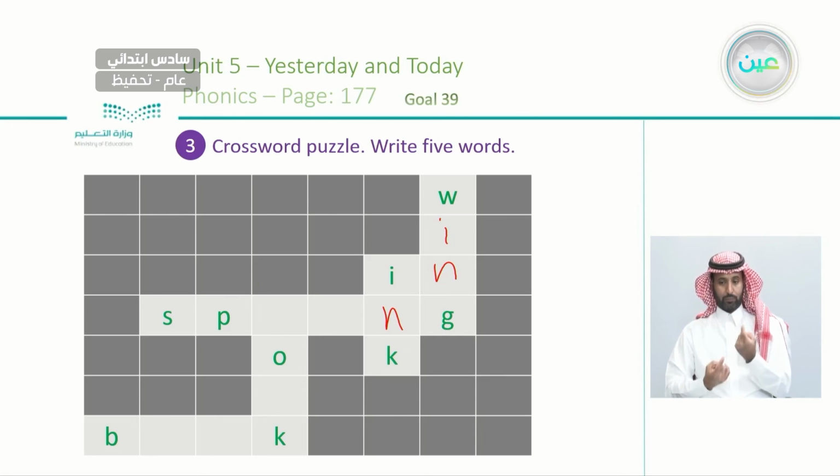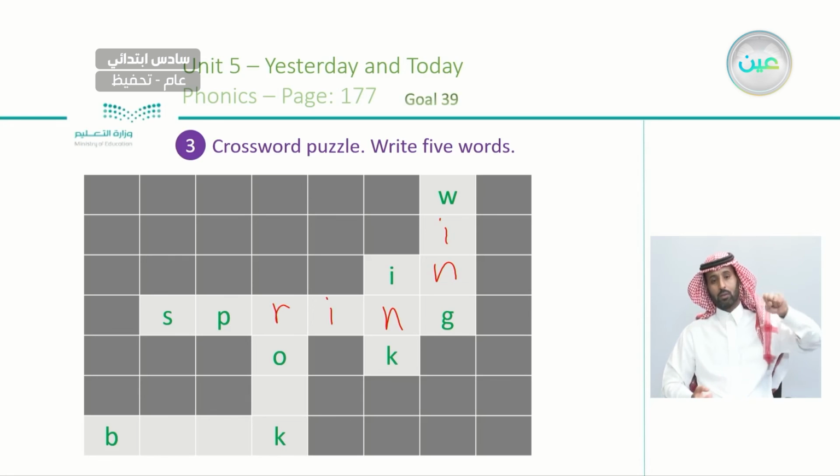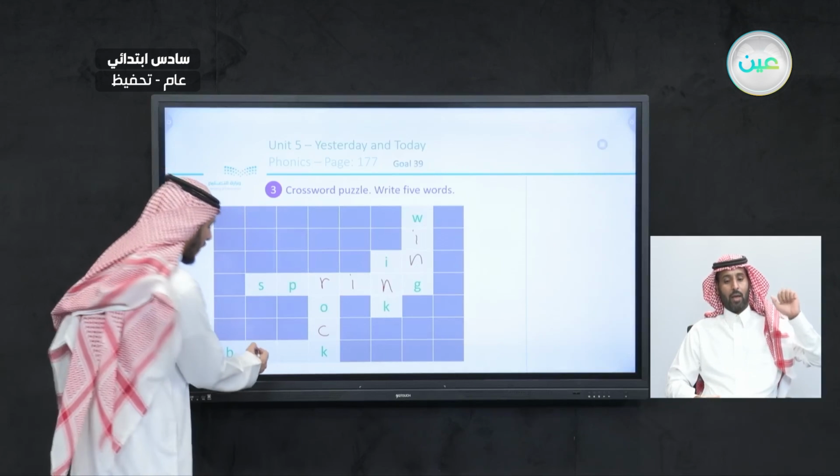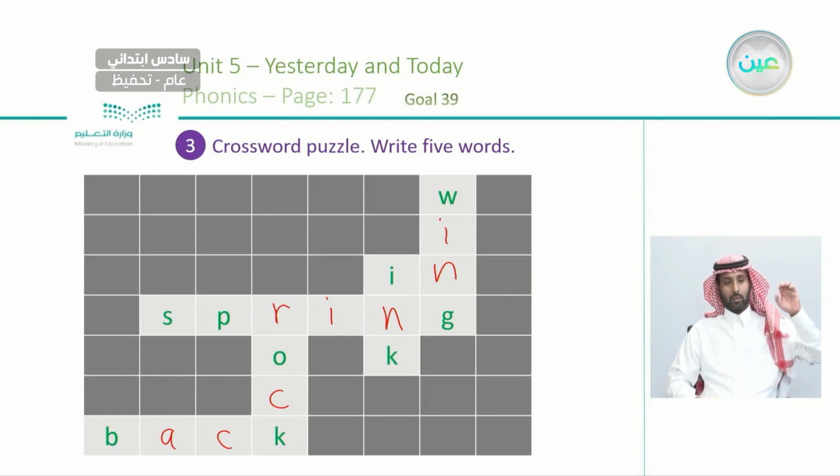Okay, S-P blank blank N-G. Spring. So we have R-I. Excellent. Now we have R-O blank K. What do you think here? Rock. Excellent. So the missing letter is what? C. That's right. Okay. Now we have B blank blank K. What do you think? So the last one here, B blank blank K. What are the missing letters here? Back. Excellent. So we have A, C, K.